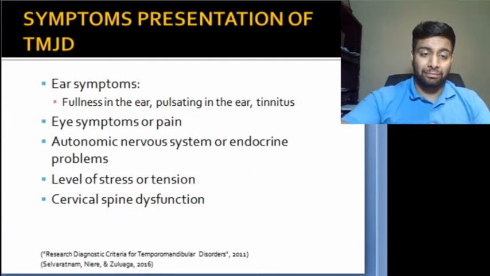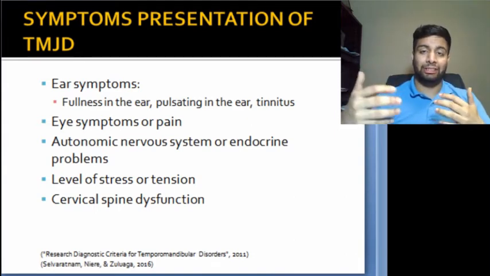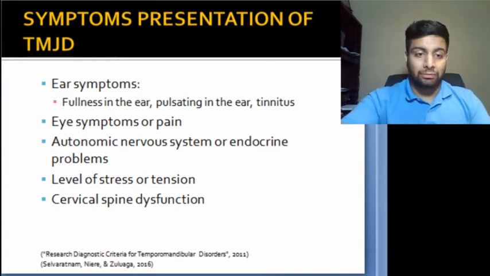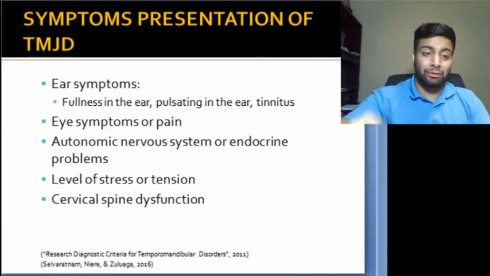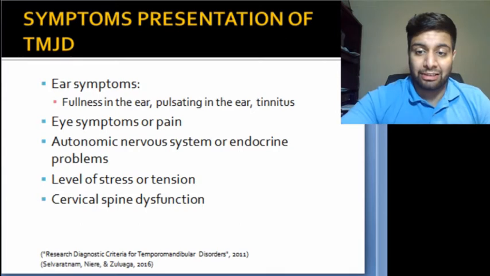You can also have ear symptoms such as ringing, stuffiness, dizziness, ear infection, and loss of hearing acuity. And this can also be related to inner ear pathology, so you want to be really cautious about this when receiving this information. It could be a peripheral vestibular dysfunction such as Meniere's disease, or carotid artery dysfunction as well. So just be mindful of that. Patients can also present with TMJD with eye symptoms or pain, autonomic system and endocrine problems, increased levels of stress or tension, and cervical spine dysfunction as well, which we'll be discussing later.